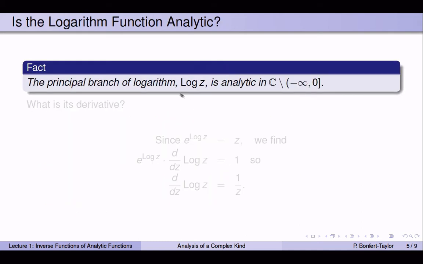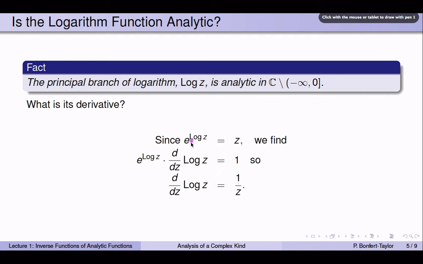In fact, it is true that the principal branch of the logarithm function is analytic in the complex plane minus the negative real axis. We haven't proved this yet. We won't really prove it, but we'll look at a more general fact. But let's first find the derivative of this function. How do you find the derivative?